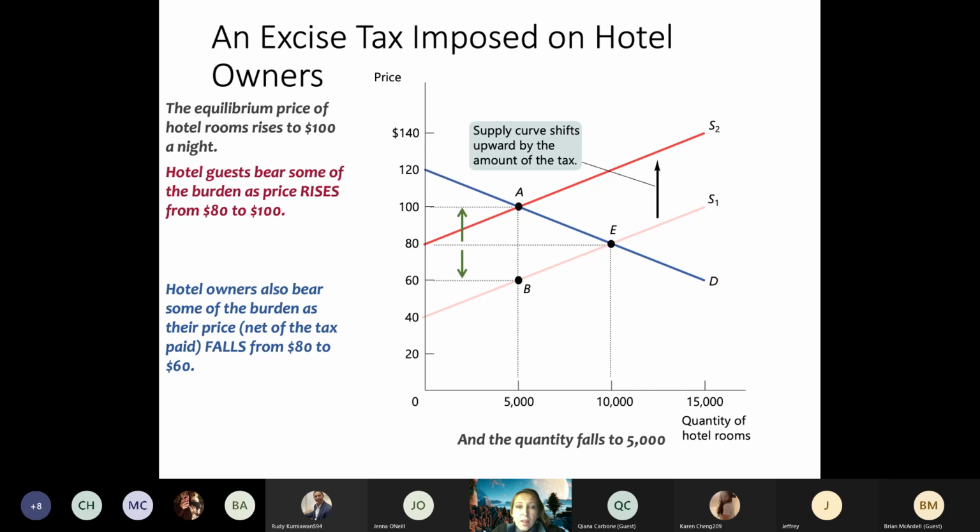And here in this example, the buyers and sellers pay the same share of the tax, $20 each. Right? Because it used to be 80, now increased to 100, and you can see the corresponding rectangles that show the burden of the tax on buyers, which is the top part of the tax rectangle. And then the bottom part is the portion that the sellers pay.